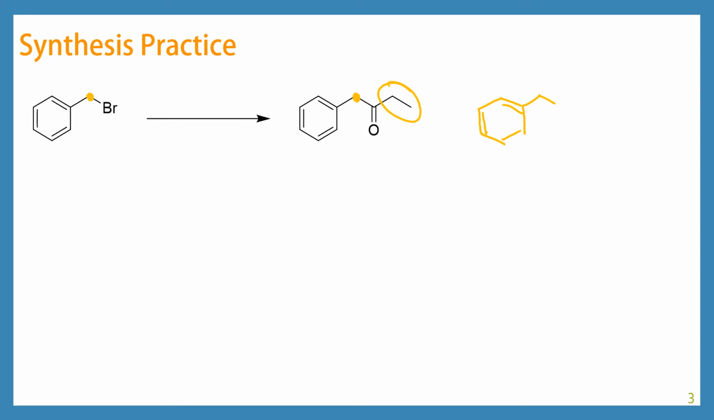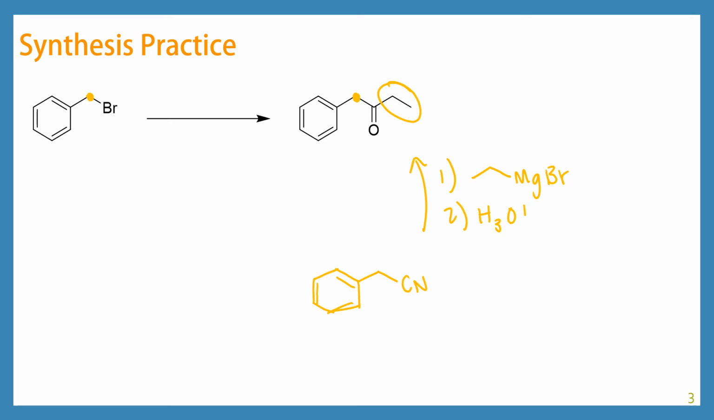So let's go ahead and draw this out like a synthesis problem. If I had my nitrile, I could get to my final product by first reacting with an ethyl Grignard or ethyl lithiate and following it up with an aqueous acid workup. Doing that would get me my ketone, and that would be great.